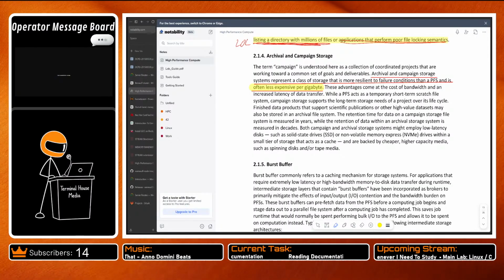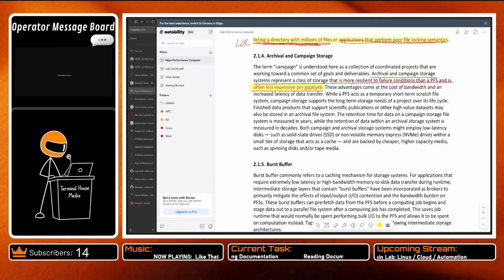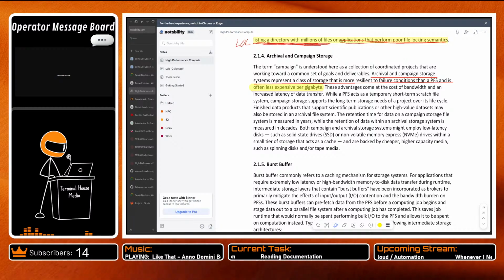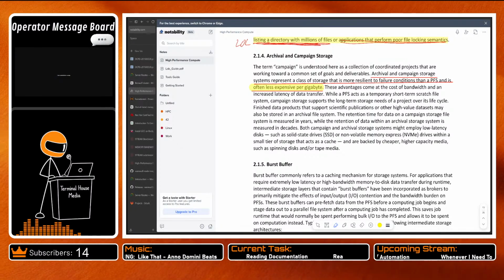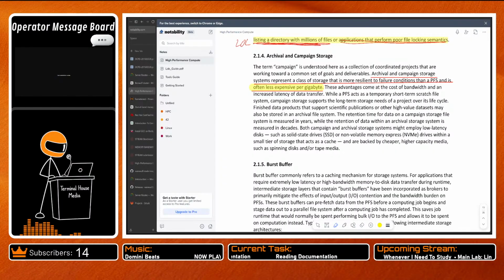So the term campaign is understood here as a collection of coordinated projects that are working toward a common set of goals and deliverables. Archival and campaign storage systems represent a class of storage that is more resilient to failure conditions than a parallel file system and is often less expensive per gigabyte. These advantages come at the cost of bandwidth and an increased latency of data transfer.